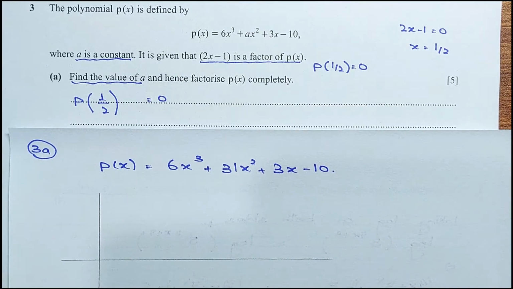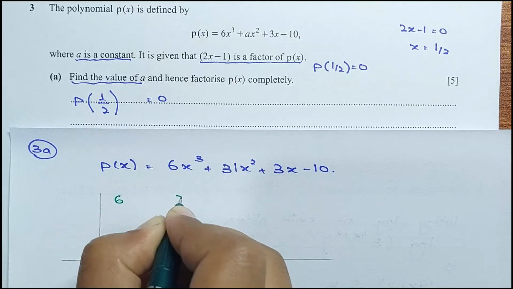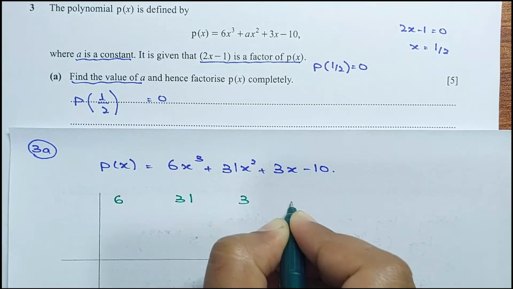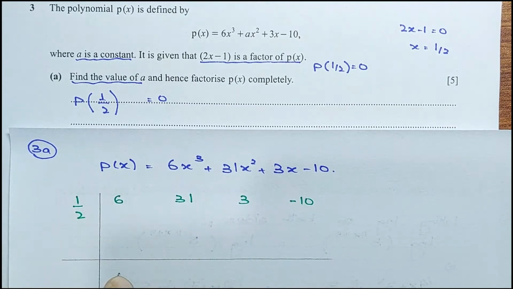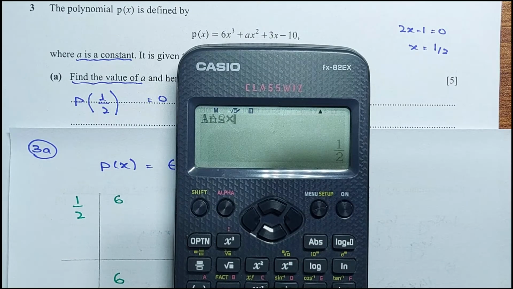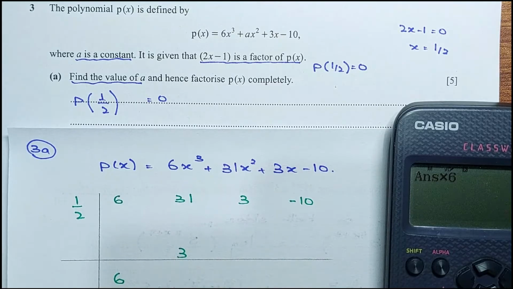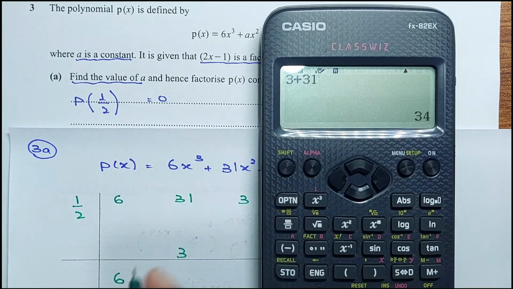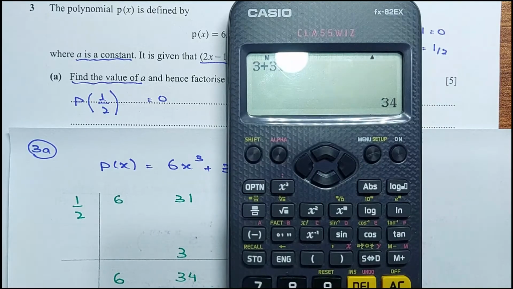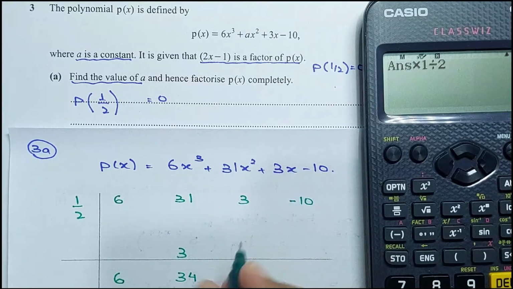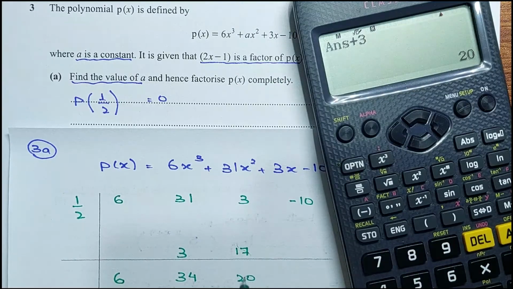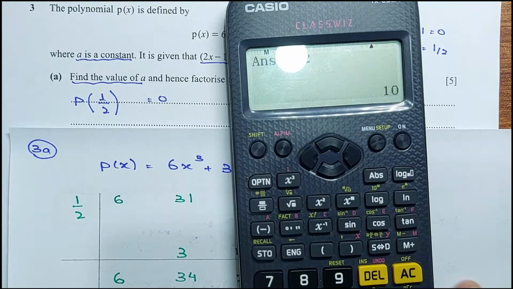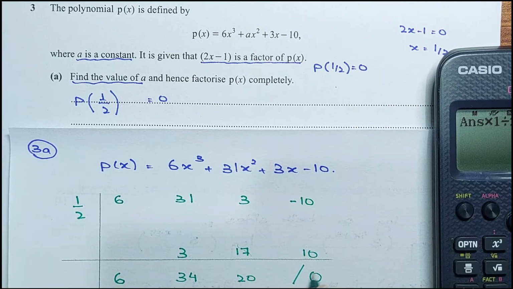So write down the coefficients of x cube, x square, x, and the constant. One thing we have is that 1 by 2 is the factor, so bring the first term down as it is. 1 by 2 times 6 is 3. Let's add them up. 3 plus 31 is 34. 34 times 1 by 2 is 17, and 17 plus 3 is 20. And 20 times 1 by 2 is 10, and 10 minus 10 is 0.